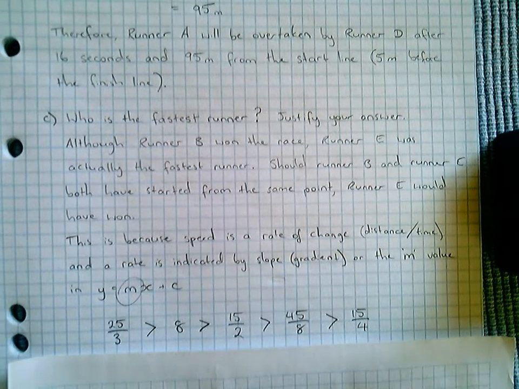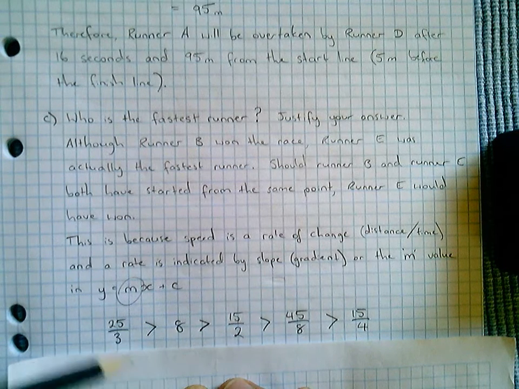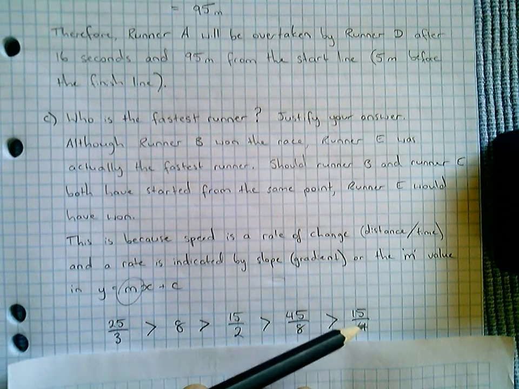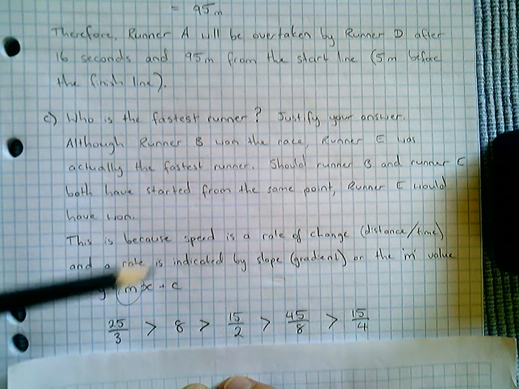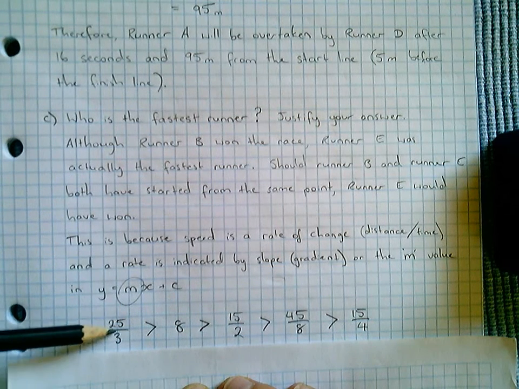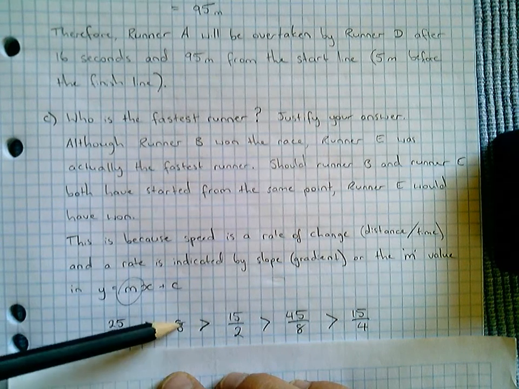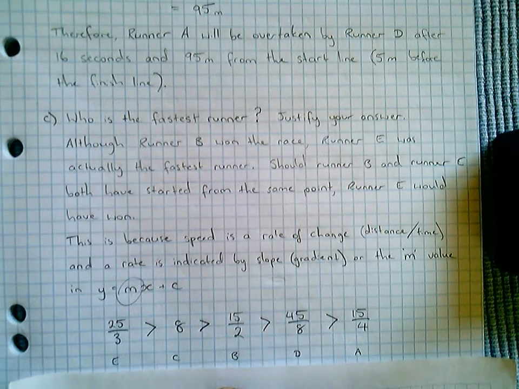These are the numbers that support what I'm saying. These are all of the m values for each runner. There's 5 values, there's 5 runners. And I've listed them from the biggest value through to the smallest value. If you're confused how I figured out which one's bigger than which, I just converted them all to decimals. I simply said 25 divided by 3, and I noted that it was actually bigger than 8. 15 divided by 2 is 7.5, so 7.5 is less than 8, and so on and so forth. You can figure these out in decimal form if you want.